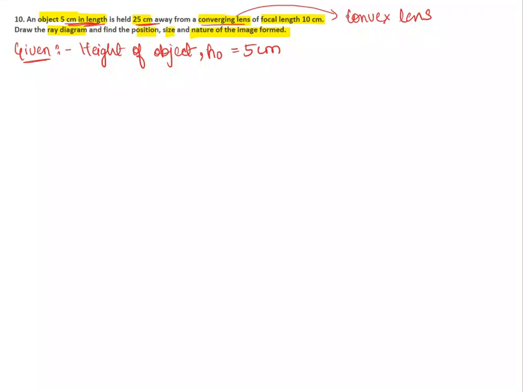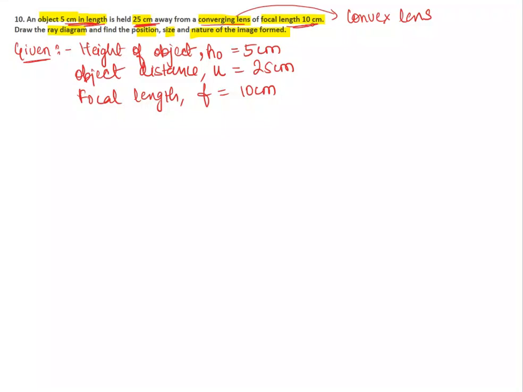Now the focal length. So focal length is 10. First write what is 25 centimeter. That is the distance away from the converging lens. So the object distance is represented by small u, and the value given is 25 centimeter. Now the focal length is represented by small f, and that is 10 centimeter.